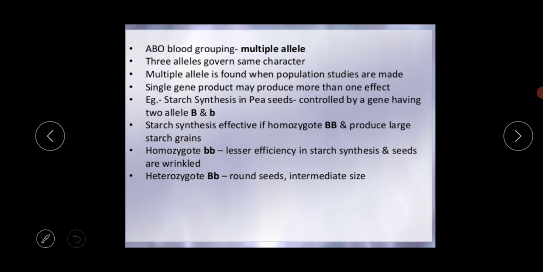So this is also called multiple alleles. Why? Because this gene has 3 alleles. So ABO blood grouping is called multiple allelism. What is the meaning of multiple alleles? When more than 2 alternative forms of a gene occupy the same locus on a chromosome. I am repeating again, when more than 2 alleles of a gene occupy the same locus.